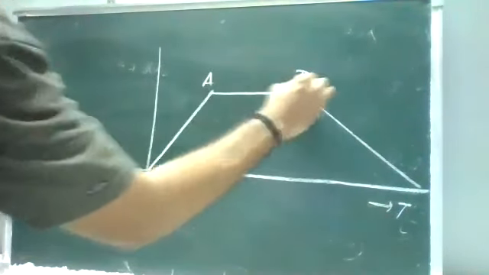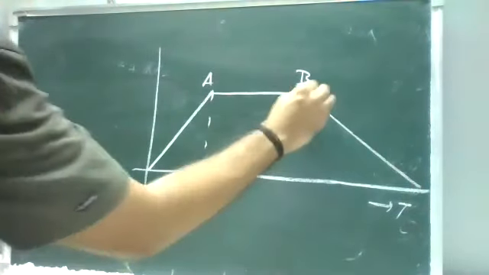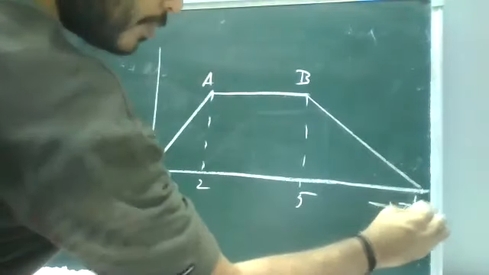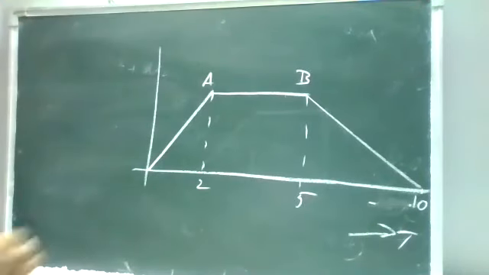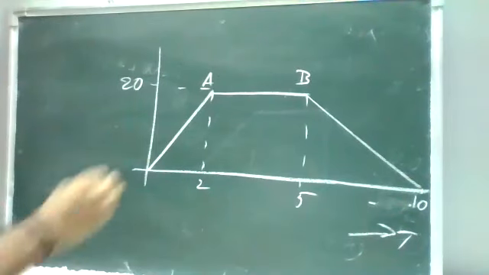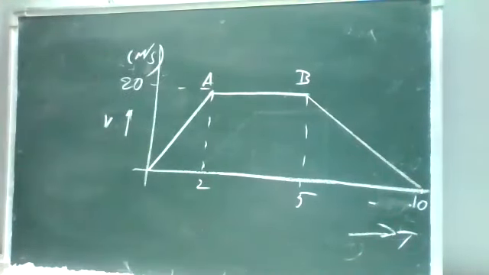A point, B point, 2, 5, and here it is 10. The x-axis is time period and it goes up to 20. The y-axis is your velocity in meter per second. Okay, this is your graph. Calculate the distance covered by the object.